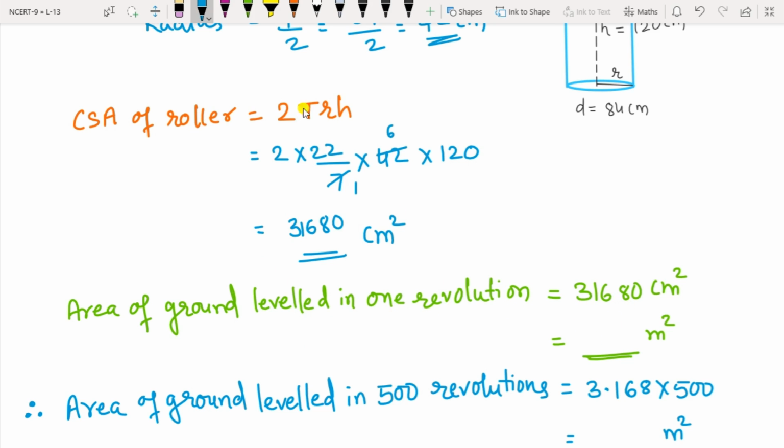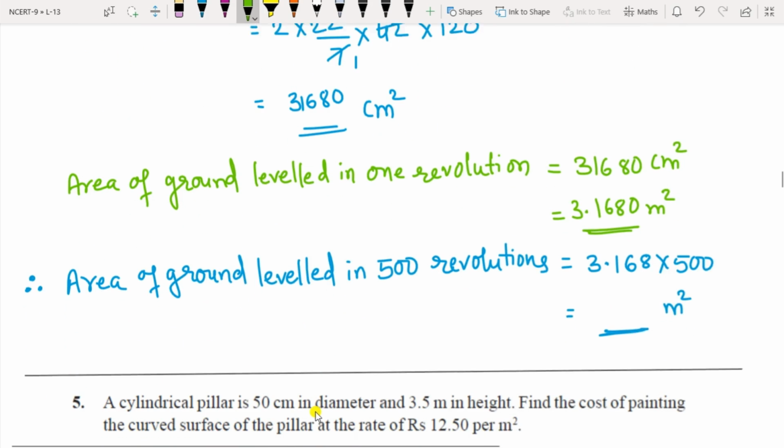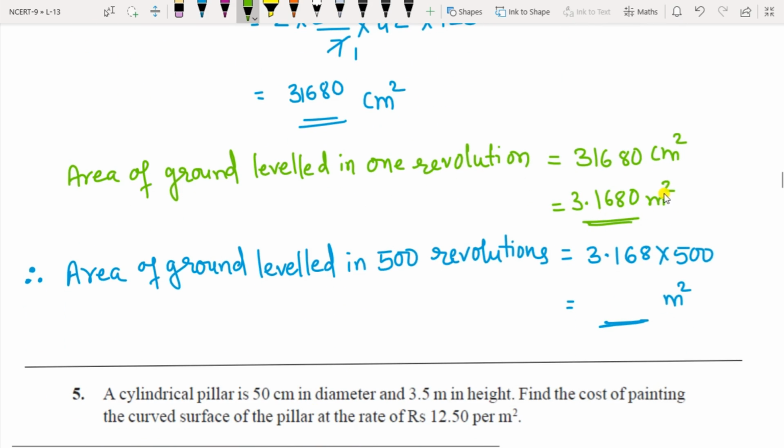Okay, and this is converted into meter now here. Since this is square, it means dividing by 100 times 100, so it will be 3.1680 meter square. So for one revolution it is 3.1680 meter square. So for 500 revolutions it will be how much? Multiply 500 into 3.1680, so it will be 1584 meter square. So this much area will be leveled in 500 revolutions.